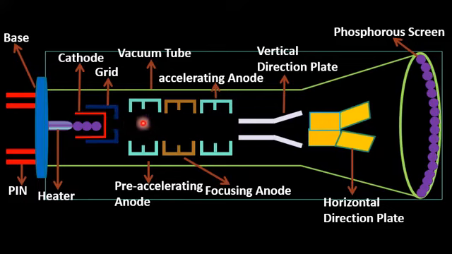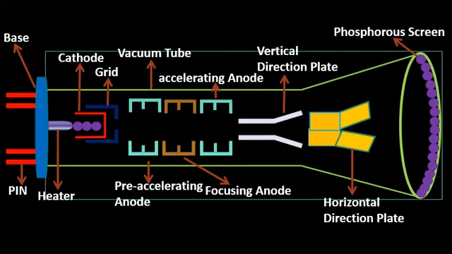grid, accelerating electrodes, pre-accelerating electrode and focus electrode, and then these electrons are manipulated by the vertical directional plates and horizontal directional plates, and as a result the electrons will fall either on the top, bottom, right or left of the phosphorescent screen, and at the end of the day we will observe an image on the phosphorescent screen.